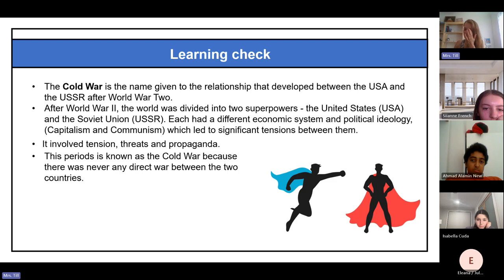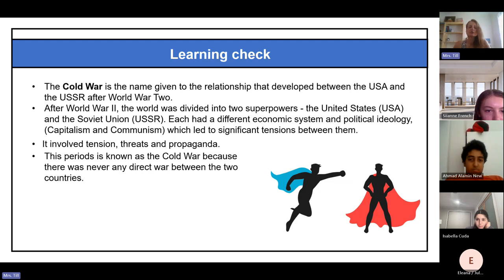Ahmed, what do we mean by propaganda? False or incriminating material depicting the other country in a bad way. Yeah, good. So giving a false image, and it could be complete lies, it could be an exaggeration, it could be just twisting the truth. So yes, propaganda is giving a false view of something.